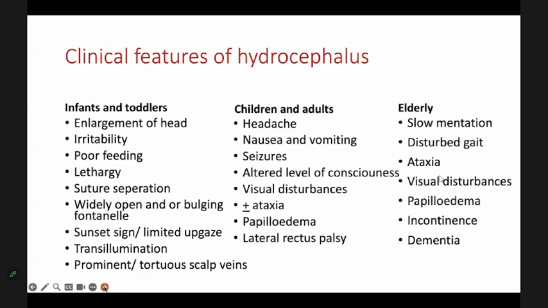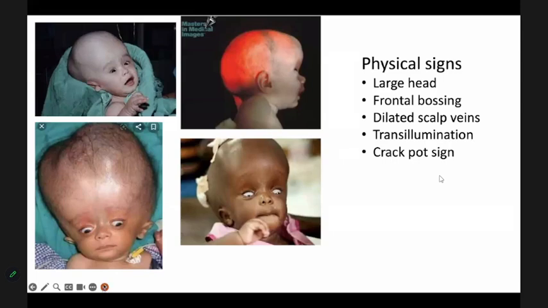The gradual evolution of hydrocephalus would result in things like slow mentation, gait disturbances, particularly in normal pressure hydrocephalus, visual disturbances, papilledema, incontinence, and even dementia. Right, so there's a variable spectrum of clinical features depending on the age, depending on the cause, that is the rapidity of development, and the placement of the underlying cause of hydrocephalus.